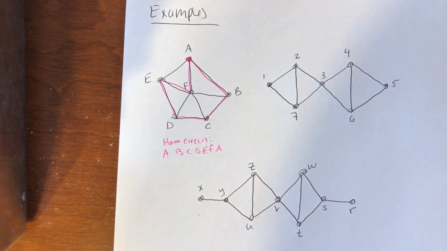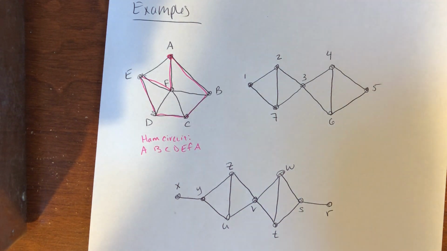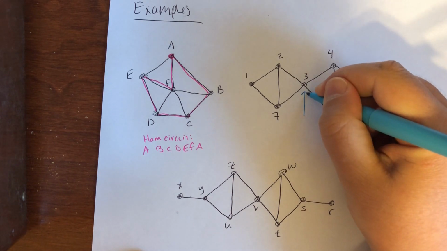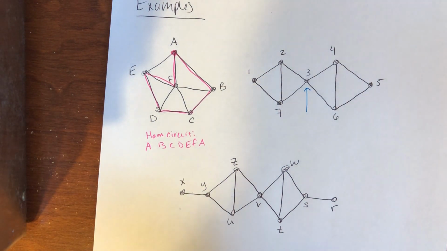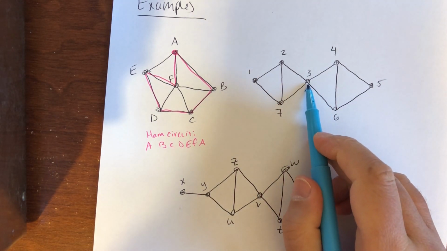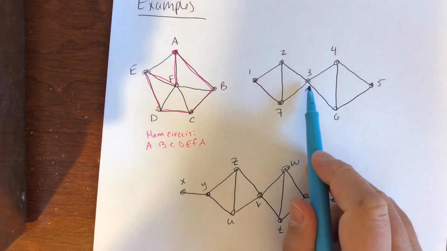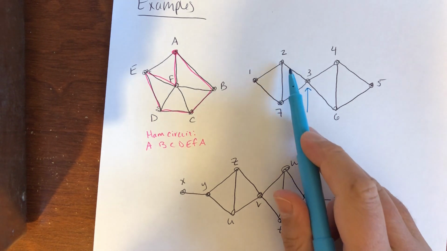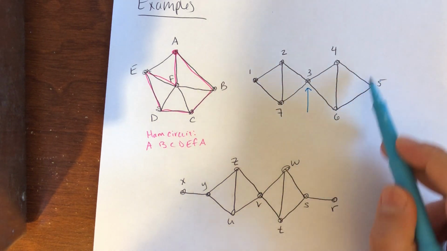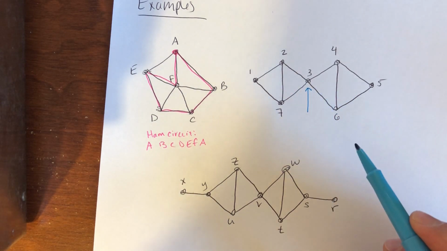Okay, in the second graph, do we have a Hamiltonian circuit or Hamiltonian path, or neither? Well, I think I can see that there's going to be a problem here with this center vertex. Because if we wanted to have a Hamiltonian circuit, if we wanted to visit every vertex and return to our starting point, we're going to have to go through this center vertex twice. Because this section of the graph and this section of the graph are only connected through the vertex 3. So whether you started over here or you started over here, if you wanted to get back to your starting position, you would have to pass through 3 twice.